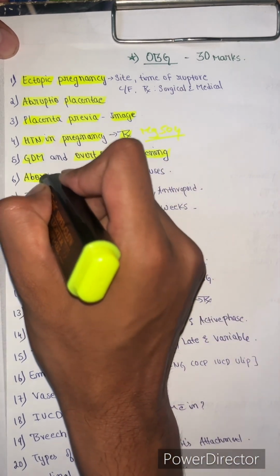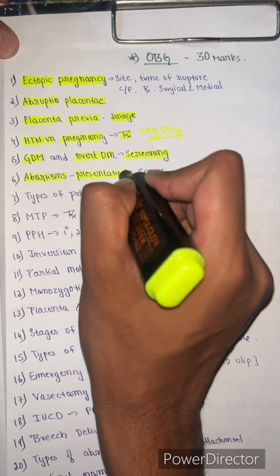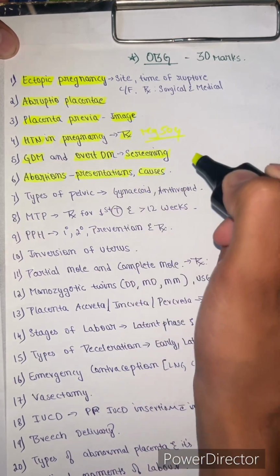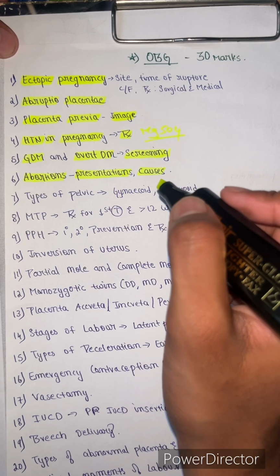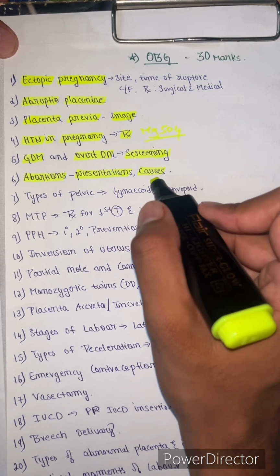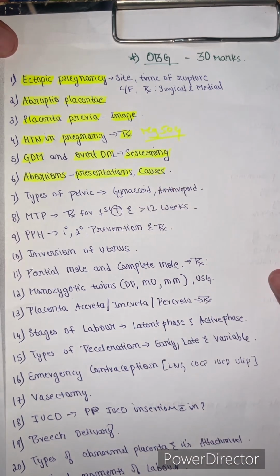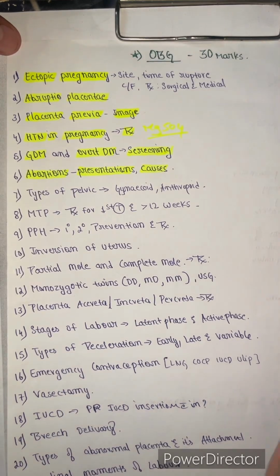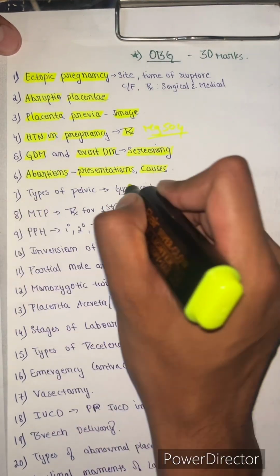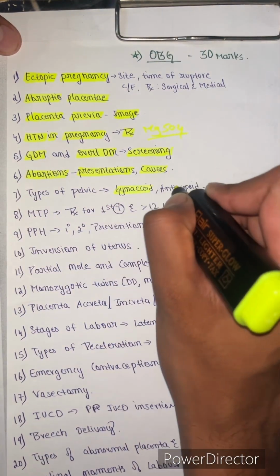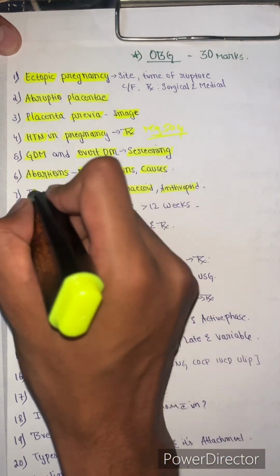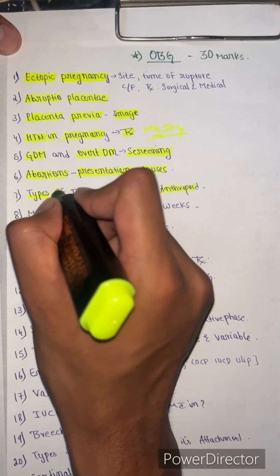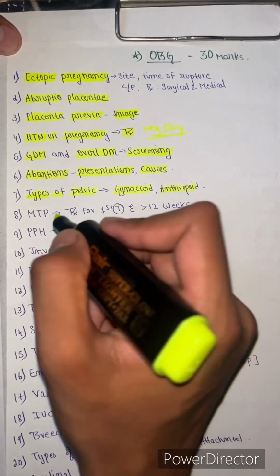And next is abortions. In abortions we have different presentations like complete, incomplete, inevitable, and threatened abortions. You should know all the presentations of abortions, and you should know the causes, like what are the causes in first trimester abortions. You should know that. And we have types of pelvis. We have different types of pelvis like gynecoid, anthropoid, android. You should be able to identify the image as well.